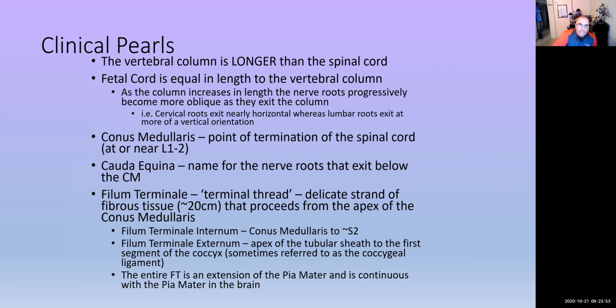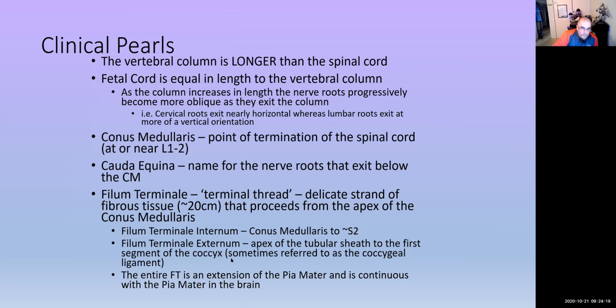The filum terminale, or terminal thread, is a delicate strand of fibrous tissue. It's about 20 centimeters that proceeds from the apex of the conus medullaris and tethers the spinal cord, right? So you have the filum terminale internum, which is the conus medullaris to S2, and the filum terminale externum, which is the apex of the tubular sheath, the first segment of the coccyx.